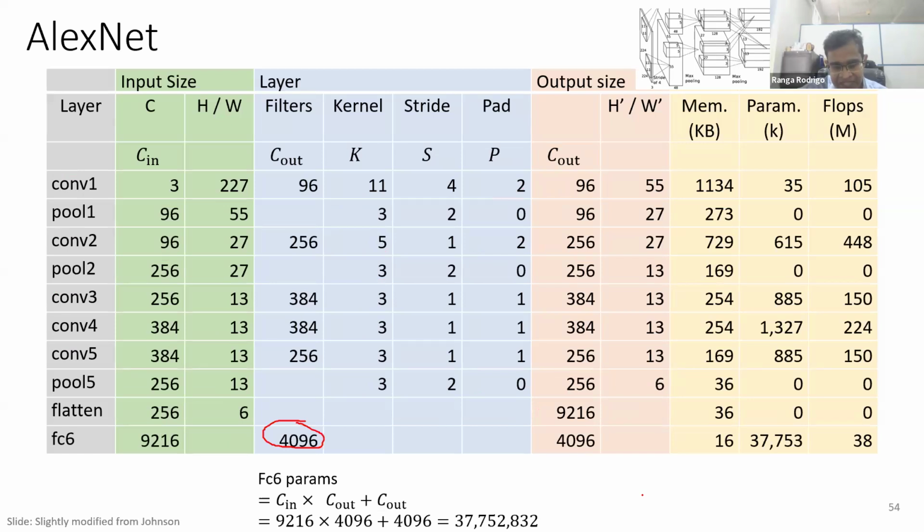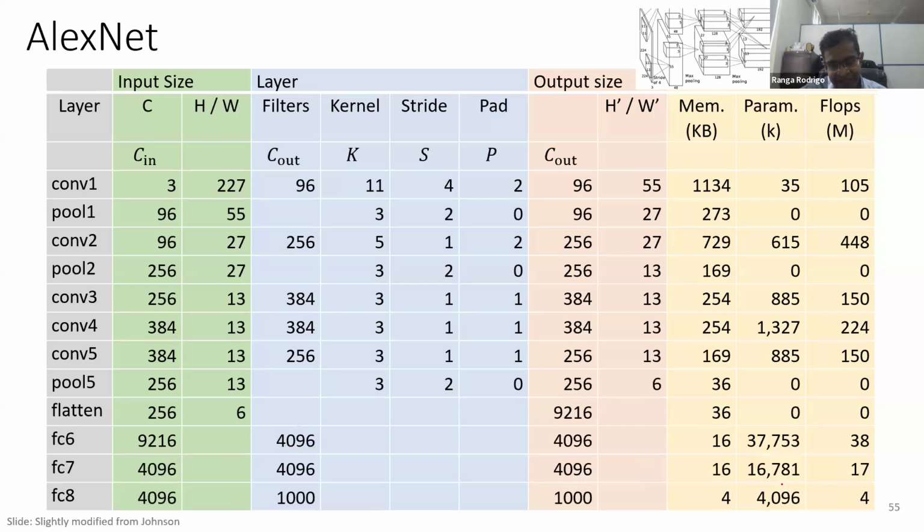The parameters are C in times C out plus C out. That's how you compute the parameters in a fully connected layer or a linear layer. And then for floating point operations, it is C in times C out. So this is what you get. We see a similar pattern to what we observed with LeNet. Here's the full computation.